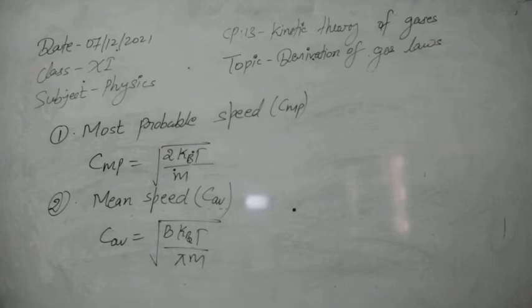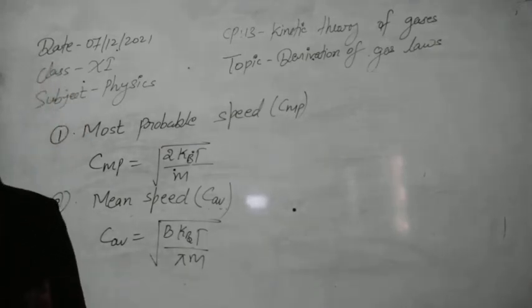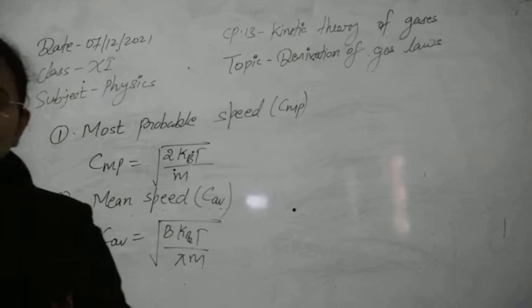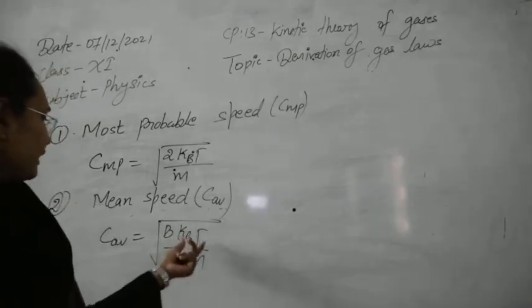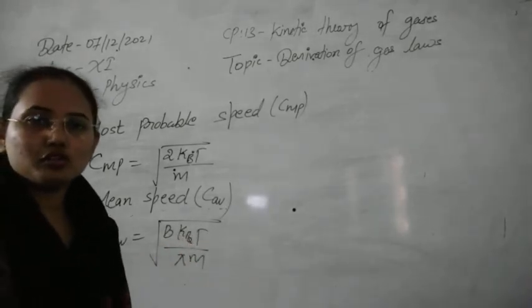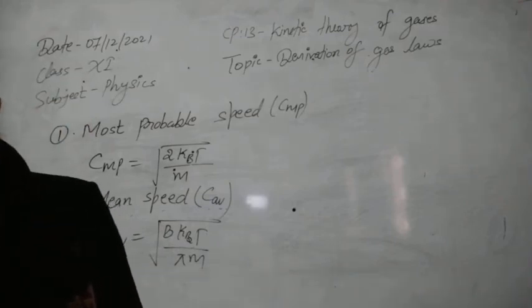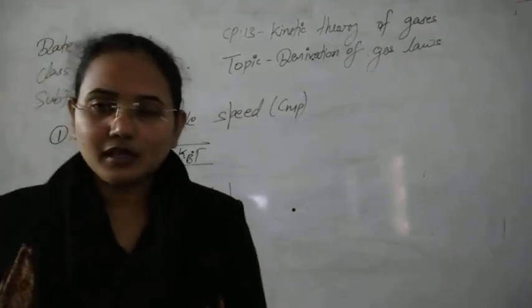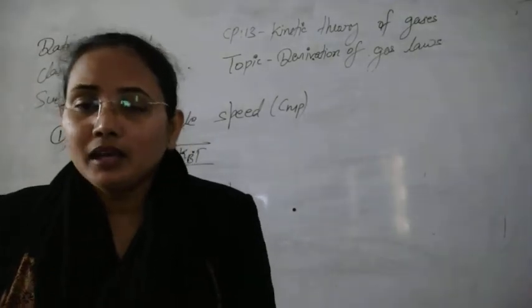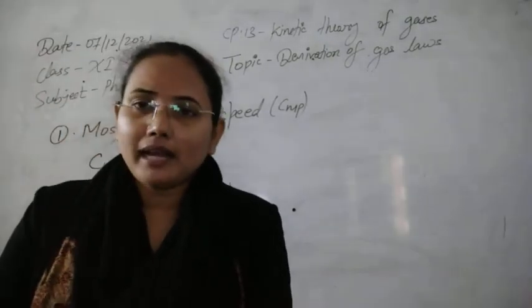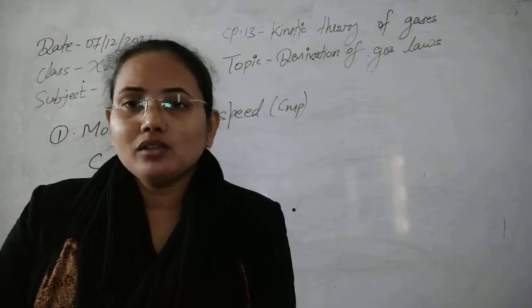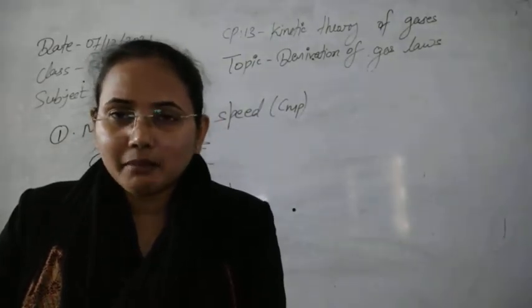So this is now the formula for the calculation of the average speed in the system. We can calculate, and we can again see the average speed is also proportional to the root of the temperature. Now the third speed that you have heard a number of times while we were deriving the laws, and also we have seen in the pressure exerted by the gas.